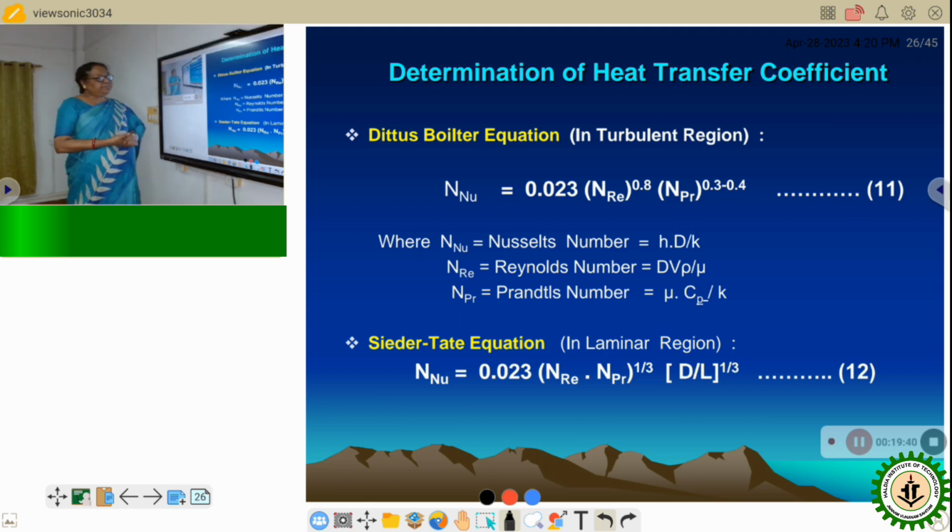And in case of laminar flow, in place of the Dittus-Boelter equation, we should use the Sieder-Tate equation, which is given by Nusselt number equal to 0.023, Reynolds number into Prandtl number whole to the power 1 by 3, and d by L to the power 1 by 3. That is equation number 12, where d is the diameter of the pipe and L is the length of the pipe.